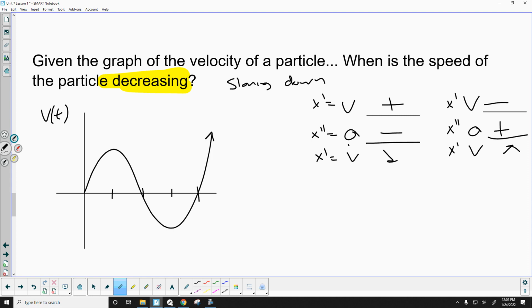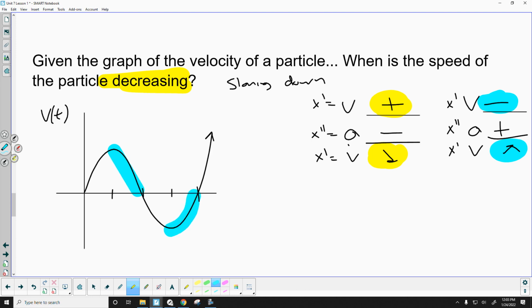I mean, there's a lot of stuff going on. A lot. But these are my two options. When is velocity positive and decreasing? When is velocity negative and increasing? Positive and decreasing, negative and increasing.